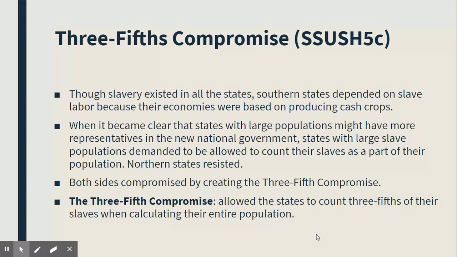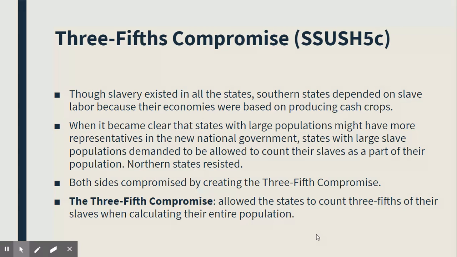And so what they did is they said, we are going to allow the states to count 3/5 of their slaves while calculating their entire population. So states like Virginia, South Carolina, Georgia, they can't count a slave as an entire person. They can just count them as 3/5. Now, when you do this, though, it still allows those states to have a larger population. So the southern states will have a bigger voice whenever it comes to the House of Representatives.